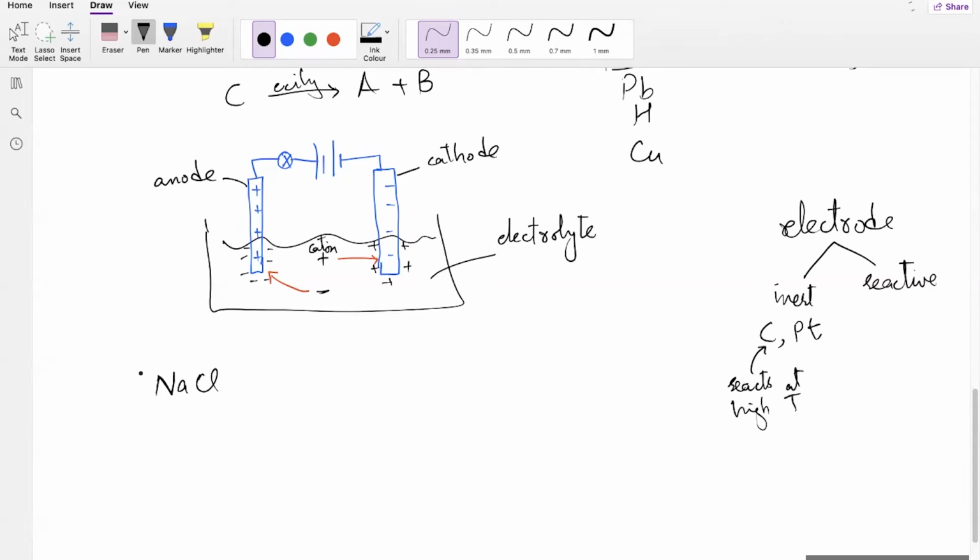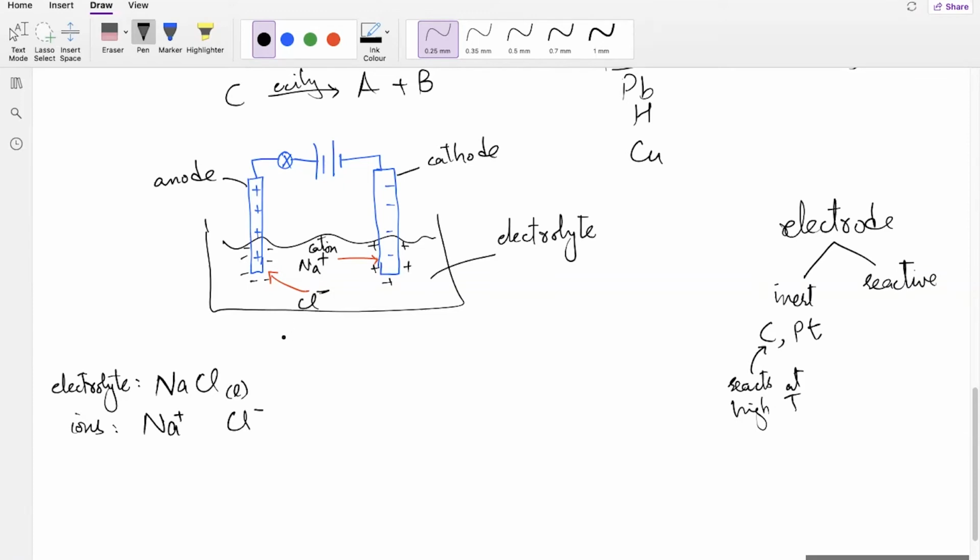Okay, so I have sodium chloride. That's my electrolyte. What ions do I have? That's the first thing I need to know. Sodium is a sodium ion and chloride is a chloride ion, but there's a problem. Sodium chloride is a solid and solids do not conduct electricity. So I need to melt it, which means I need to supply a lot of energy, a lot of heat. This thing melts. Now I have sodium ions separated and chloride ions separated.